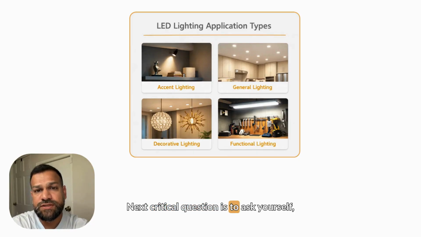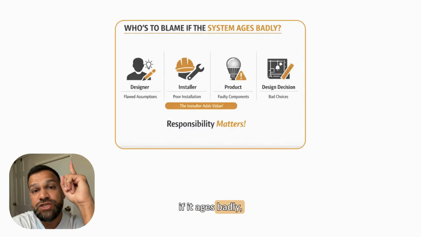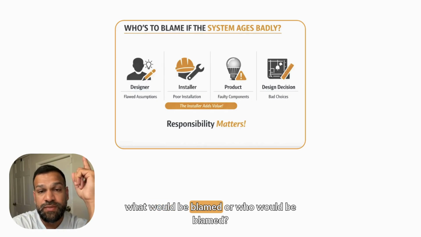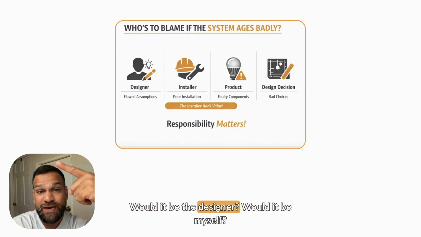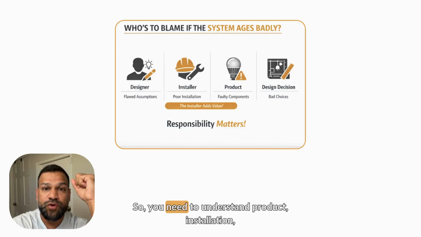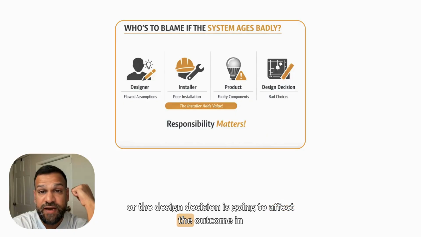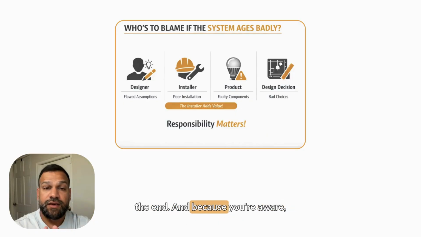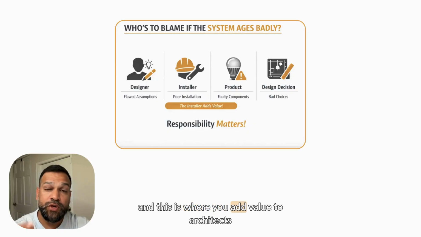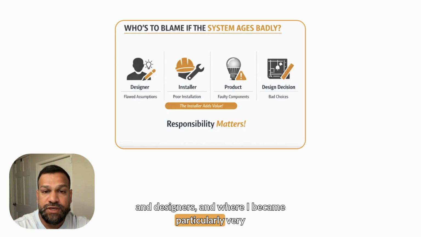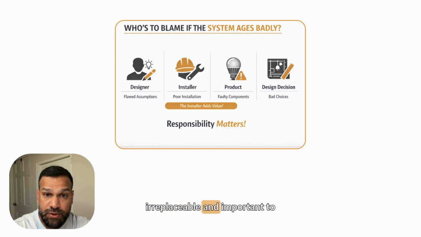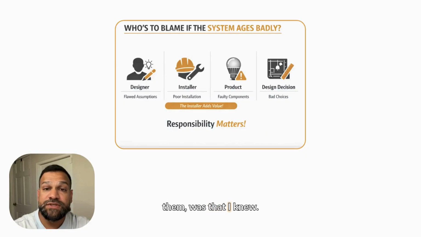Next critical question is to ask yourself, if it ages badly, what would be blamed, or who would be blamed? Would it be the designer? Would it be myself? So you need to understand how the product, installation, or design decision is going to affect the outcome in the end. This is where you add value to architects and designers, and where I became particularly irreplaceable and important to them, because I knew.